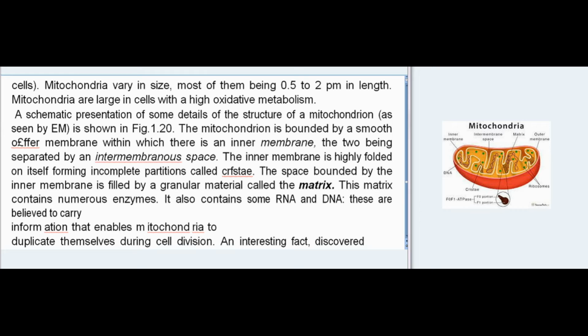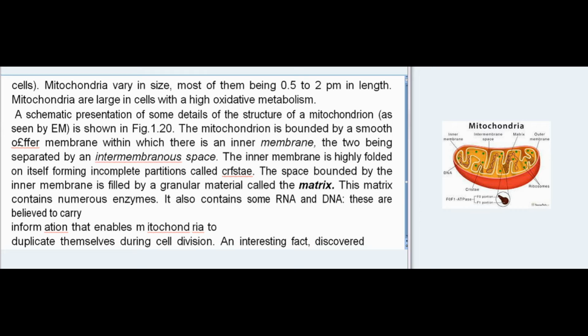Mitochondria are large in cells with a high oxidative metabolism. A schematic presentation of some details of the structure of a mitochondrion, as seen by EM, is shown in Fig. 1.20. The mitochondrion is bounded by a smooth outer membrane within which there is an inner membrane, the two being separated by an intermembranous space. The inner membrane is highly folded on itself, forming incomplete partitions called cristae. The space bounded by the inner membrane is filled by a granular material called the matrix.